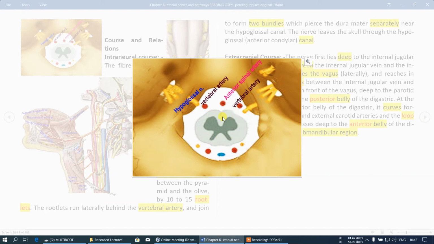Now the relations of this. Here this is a transverse section of the spinal cord, gray matter and white matter. In the median plane there is the anterior spinal artery, and in the anterolateral parts are the right and left vertebral arteries. Here are the right and left posterior spinal arteries. These are on the anterior side. These are the relations of these four cranial nerves.